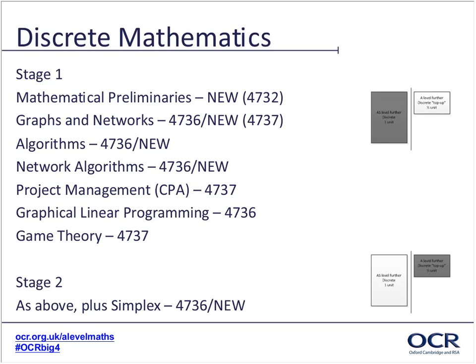For stage 2, it is simply more depth on the previous things plus the simplex algorithm. And we've left that until stage 2, partly because we've got rid of all that rote churning and all the arithmetic that goes on, and we've thought a little bit more about the interpretation of outcomes. So simplex there in stage 2.